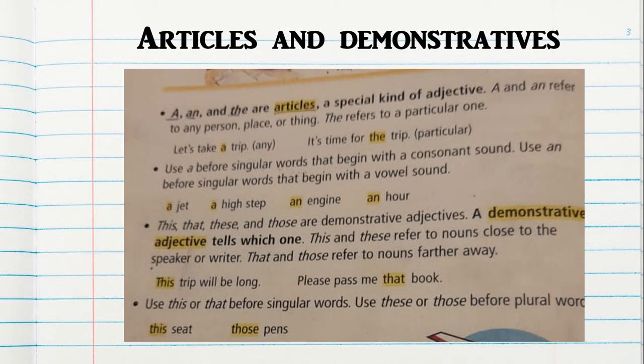Use this and that before singular words. Use these or those for plural words. This seat, one seat. Those pens, many pens.